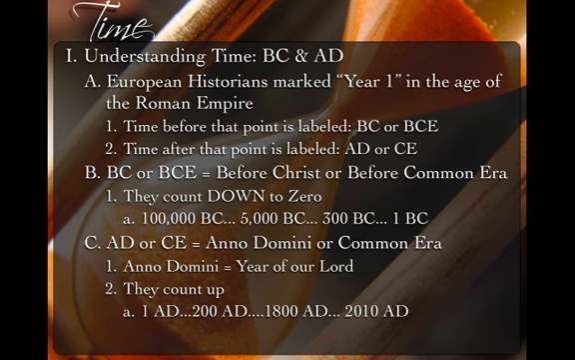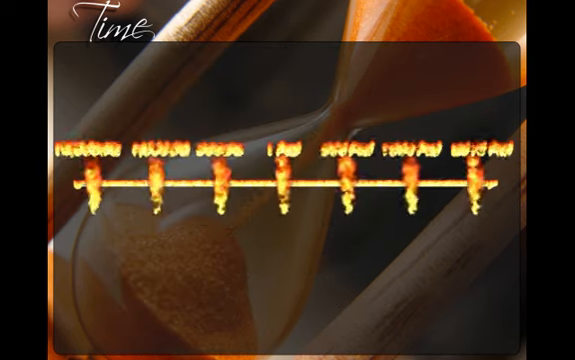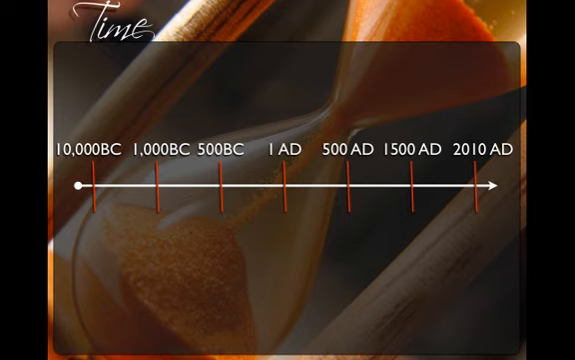And these numbers count up. So 1, 2, 3, 4, 5, up to 200 or to 1800, up to 2010, 2011, 2012. And every year we add a number. So it looks something similar to this. On the farthest left, the oldest events would be 10,000 BC down to 1000 BC, down to 500 BC, and then you have that BC to AD changeover. When you get down to 1 BC, it then goes to 1 AD, and then it begins to build up from there. 500 AD, 1500 AD, and up to our modern day.